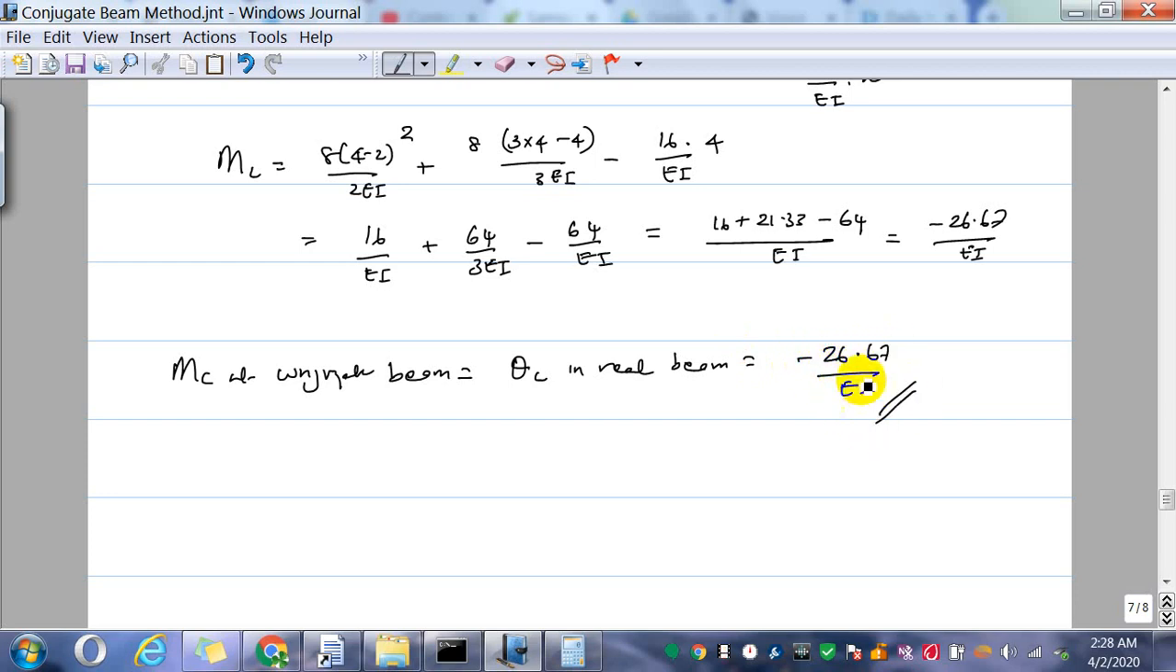We substitute the values E and I in kilonewton and meter, because all the loads are in kilonewton and the distances are in meter. So if you convert E and I in terms of kilonewton and meter and substitute, you'll get the deflection, not theta C, it's delta C, because this bending moment gives you delta C in the real beam, which is minus 26 over EI, so that you'll get some value in meter or millimeter, and that's a deflection, and the deflection is downward.